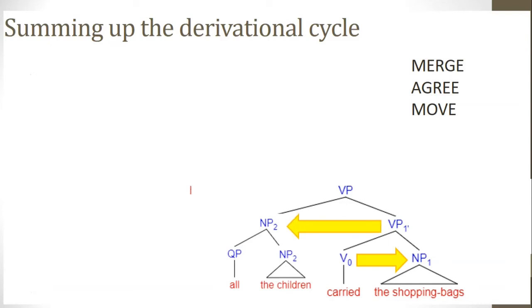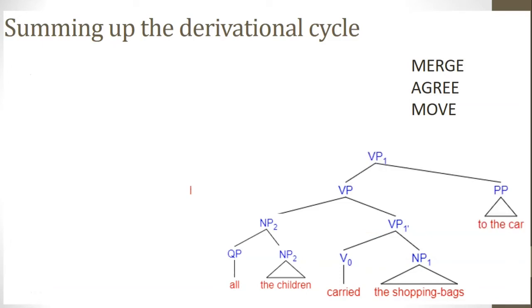Agreement applies a theta role to the noun phrase, and at this point, no movement can apply because there are no further projections to move to. The cycle starts once more with merging a prepositional phrase as an adjunct to the verb phrase.